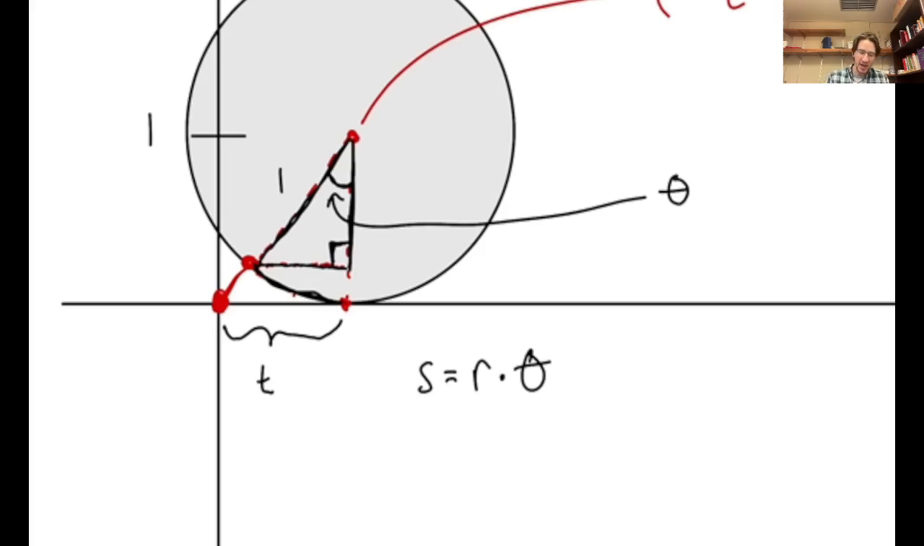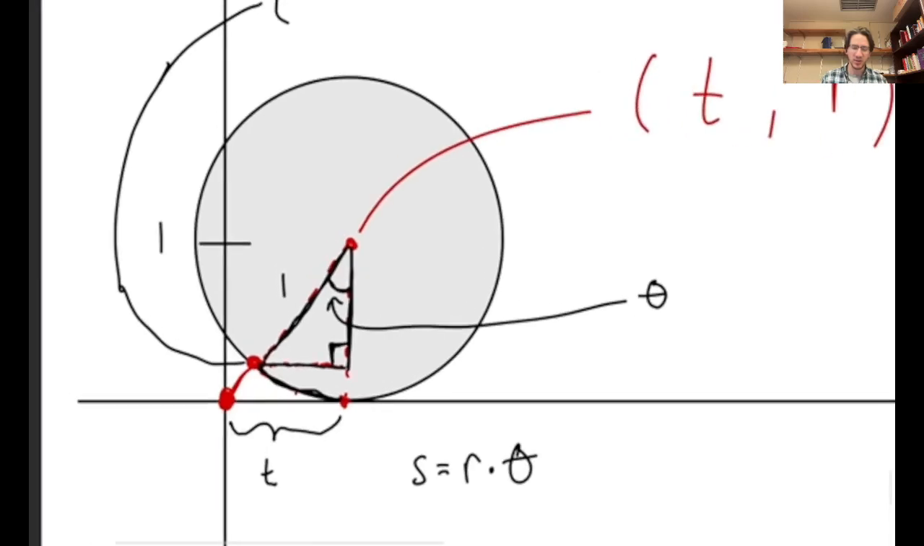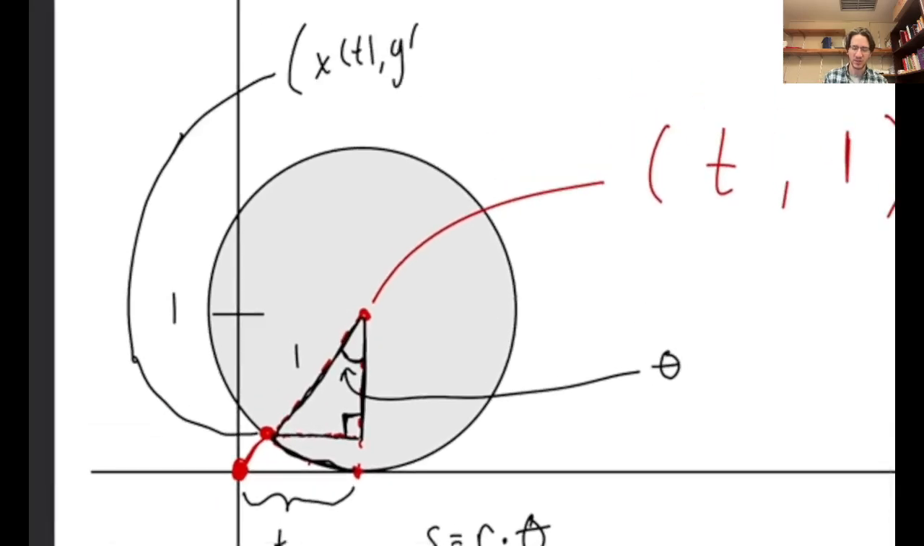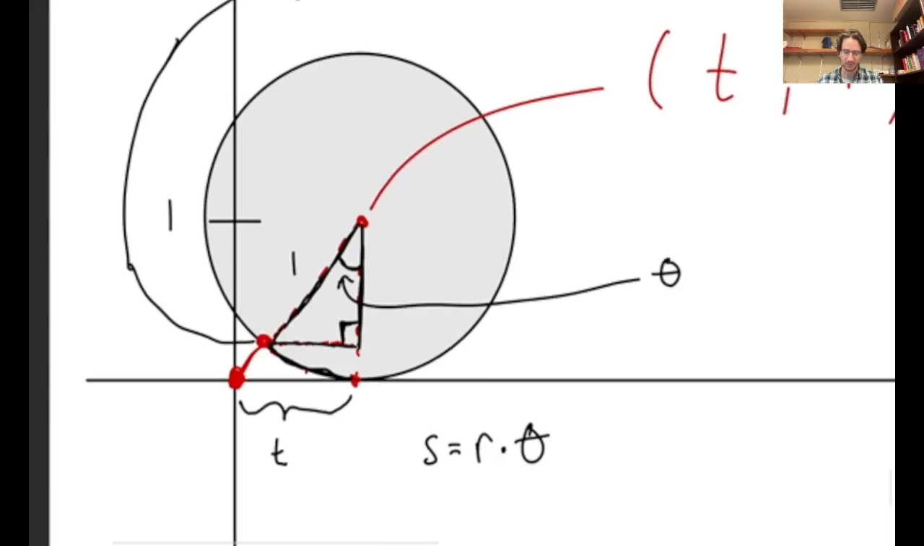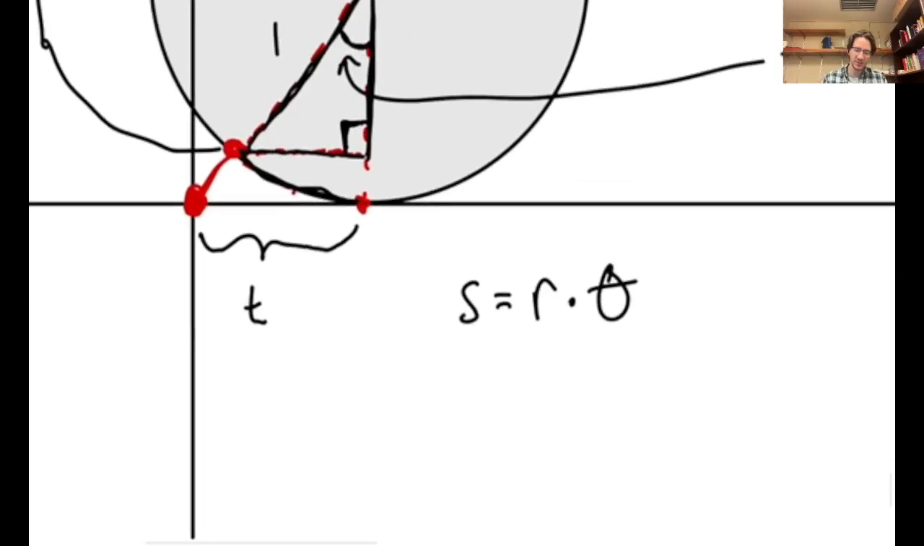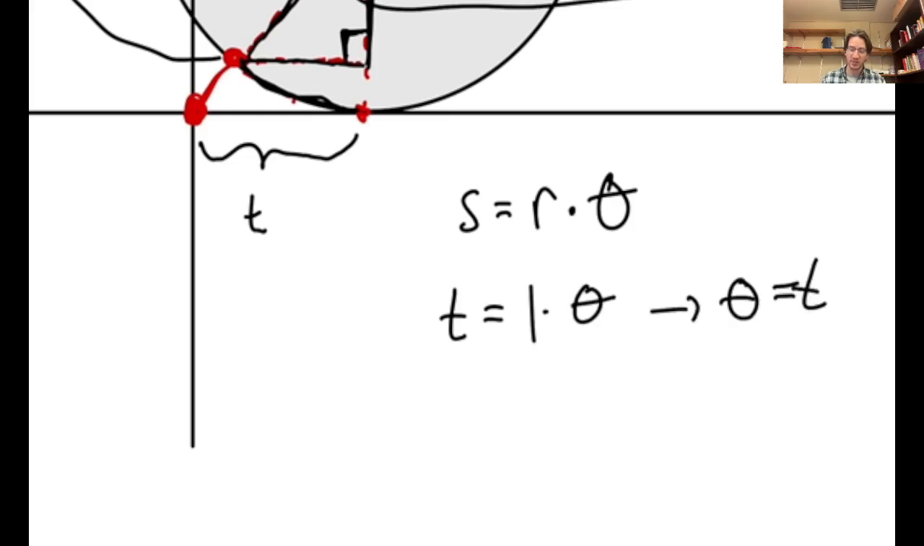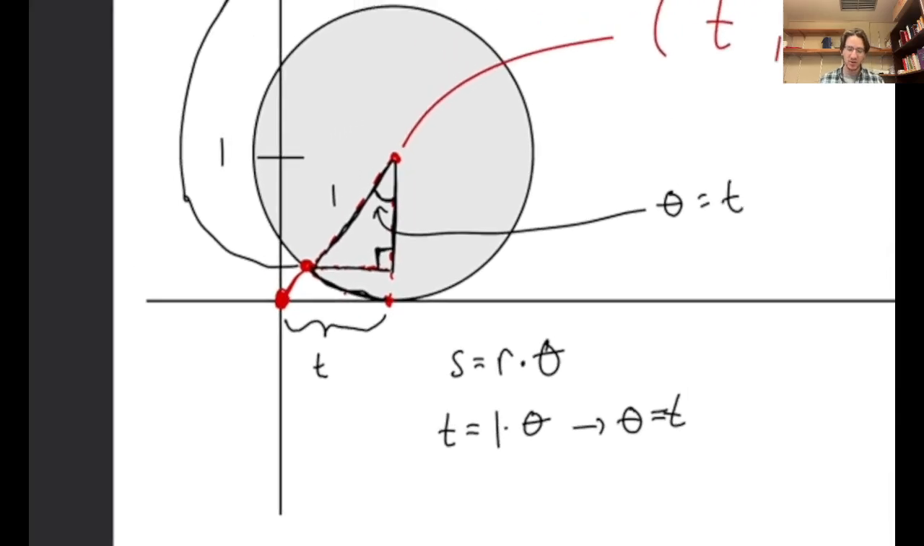The actual coordinates that we want are the coordinates of the bug. I initially called the center x of t, y of t, but then we figured out what that was right away. So now let me call these coordinates x of t, comma y of t. If I've traveled a distance of t, that means this arc length is also t, because the radius is just 1. So we have t equals 1 times theta. In other words, theta is just equal to t. So this theta right here is t.